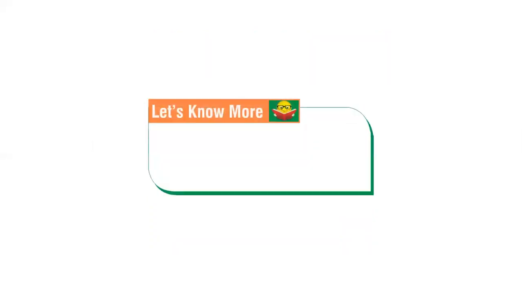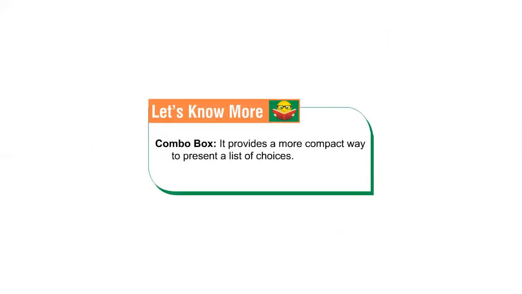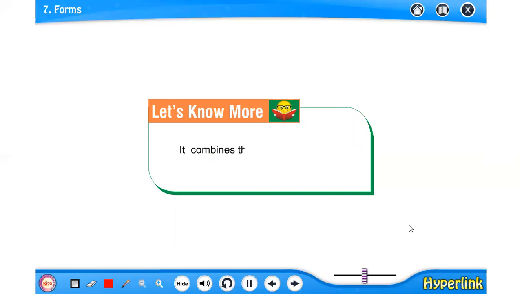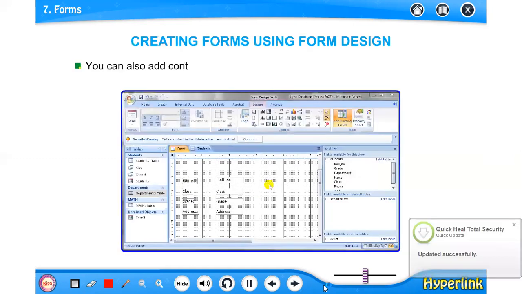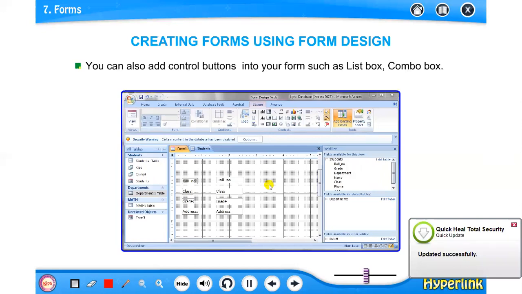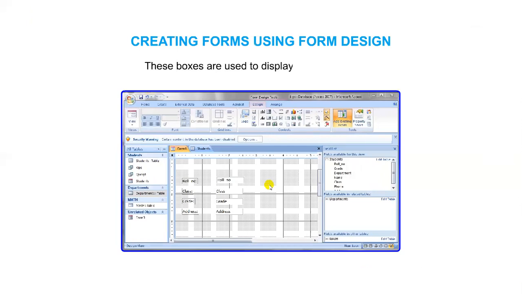Students, note that Combo Box provides a more compact way to present a list of choices. It gives the option to enter a value that is not in the list. It combines the features of text box and a list box. You can also add control buttons into your form such as list box, combo box. These boxes are used to display a list of fixed values. To add combo box or list box into the form, follow the steps given below.